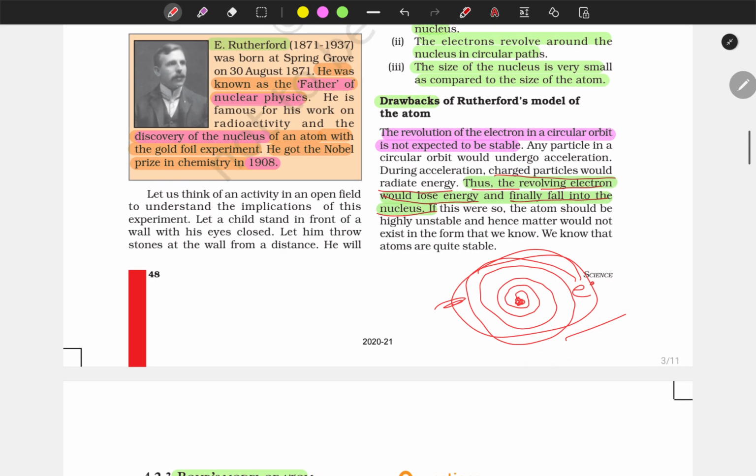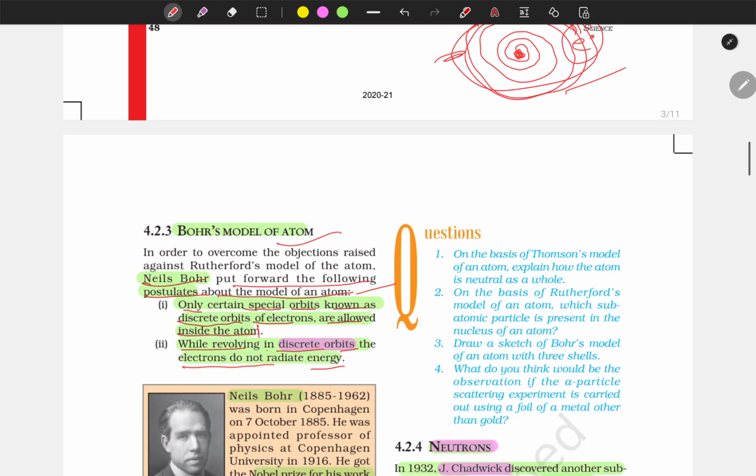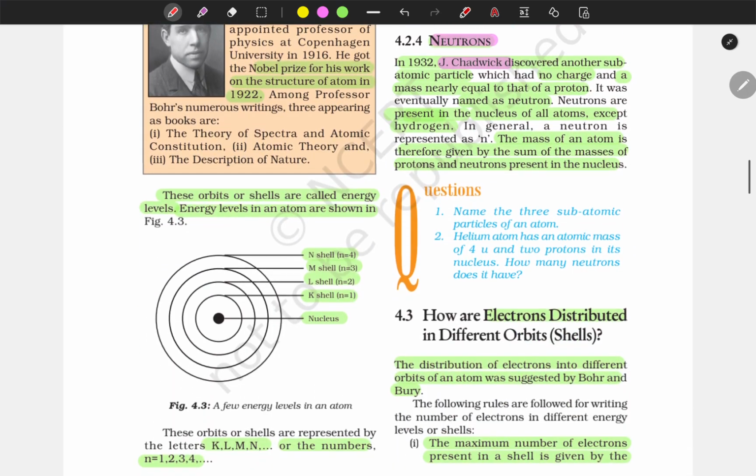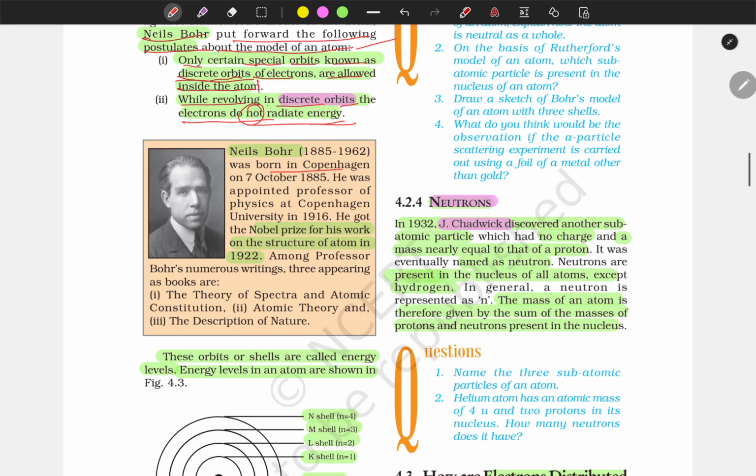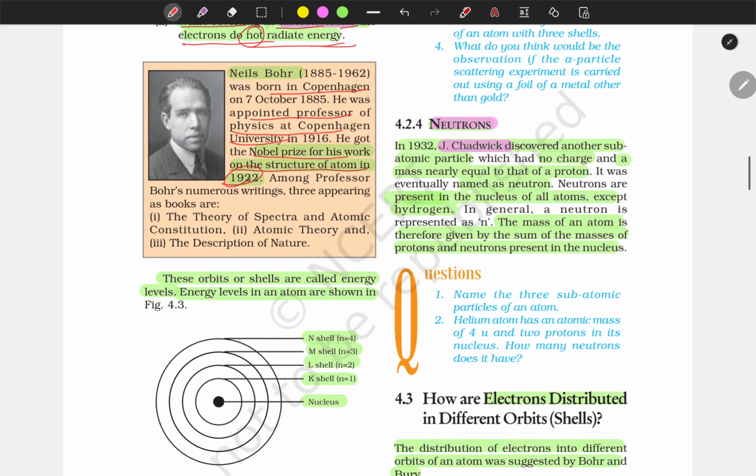In the Rutherford model, the electron while circulating the nucleus will accelerate and will radiate energy. Now Bohr's model explains that if an electron is revolving in a discrete orbit, it does not radiate energy. And who was Niels Bohr? Niels Bohr was born in Copenhagen, appointed professor of physics at Copenhagen, and received the Nobel Prize for his work on the structure of the atom in 1922.